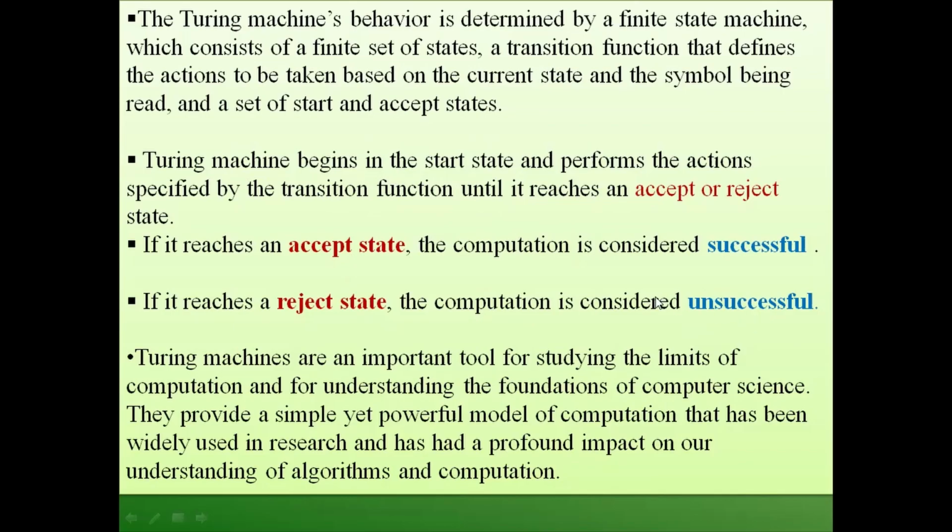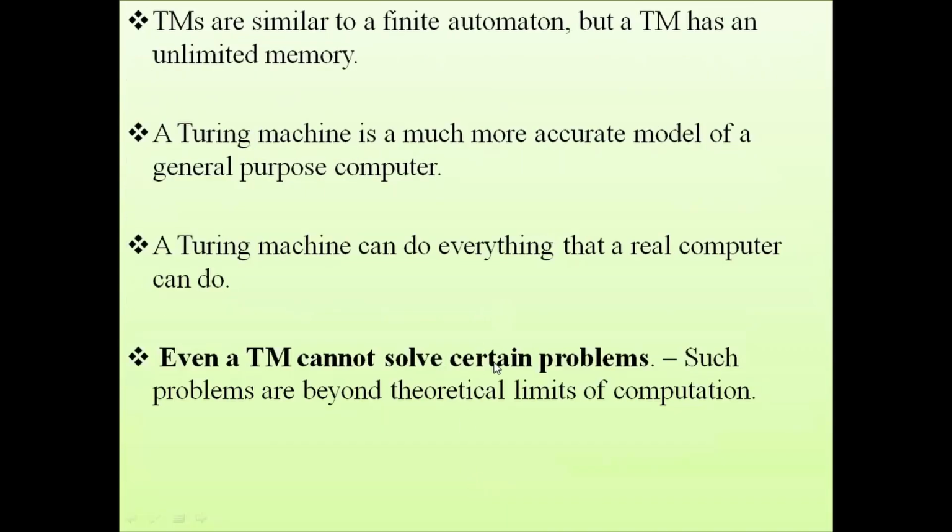Turing machines are an important tool for studying the limits of computation and for understanding the foundations of computer science. They provide a simple yet powerful model of computation that has been widely used in research and has had a profound impact on our understanding of algorithms and computation. A Turing machine is similar to a finite automaton, but it has unlimited memory. You have an unlimited, infinite number of symbols. A Turing machine is a much more accurate model of a general-purpose computer. It can do everything that a real computer can do.